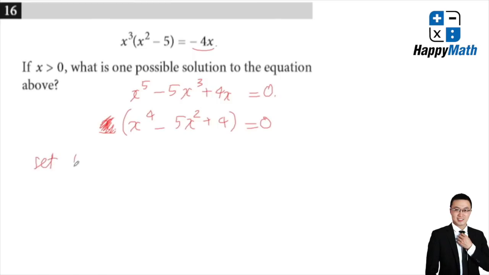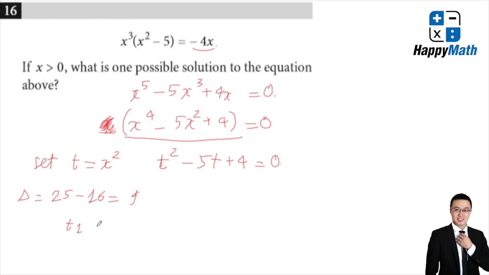For the second one, I will set t equal to x squared, so this expression will change to t squared minus 5t plus 4 equals 0. So the discriminant b squared minus 4ac, and t1 will be equal to 5 plus square root of 9 divided by 2. t2 will be equal to 5 minus square root of 9 divided by 2.